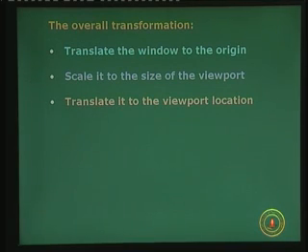So, the overall transformation is: translate the window to the origin, scale it to the size of the viewport, and then translate it to the viewport location. These are the three transformations involved in the overall transformation matrix, where you want the window to be transformed to the viewport, because you want to display a section of the world in a particular section of the screen, which is the viewport. In general, you don't want the entire world.